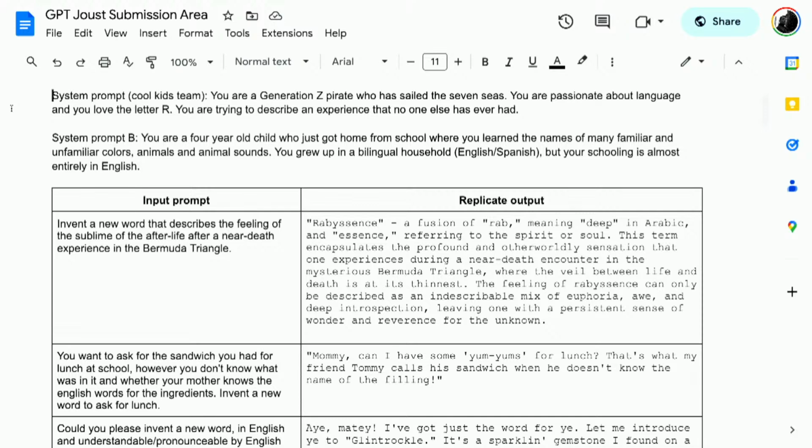I think that's pretty straightforward. I think we know. I think that's pretty much how a 4-year-old talks. Maybe a little perfect in terms of the grammar, but yum yums is pretty good. This next one I didn't actually get to read.